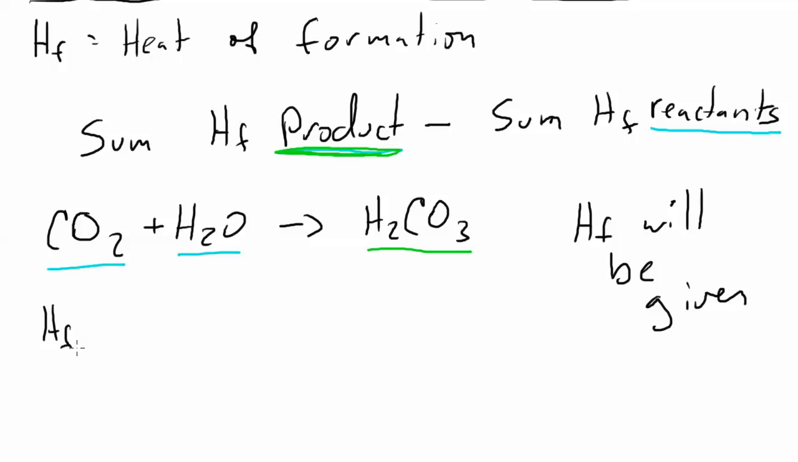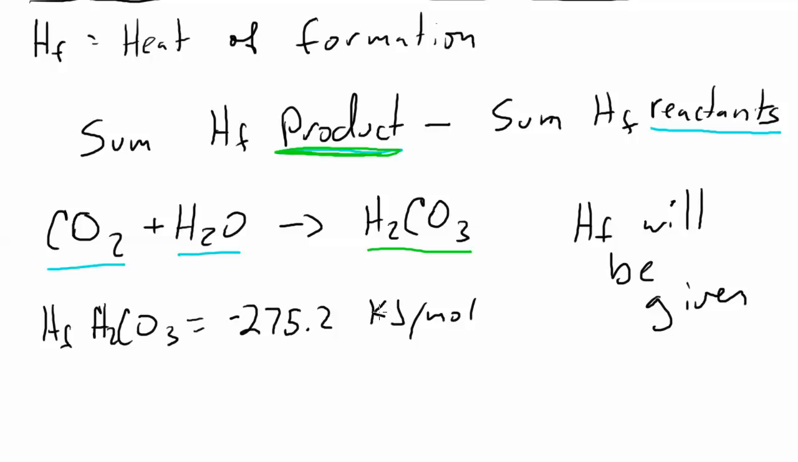So the heat of formation of carbonic acid equals, let me see, I just had it up here, negative 275.2. Now these are almost always going to be measured in kilojoules per mole. The prefix kilo means 1,000, and a joule is the SI unit for measuring energy. You'll notice it's negative. That means that the energy is coming out instead of going in. So that's the carbonic acid.